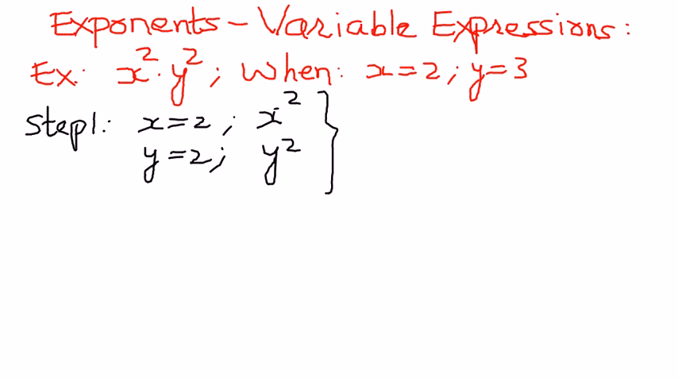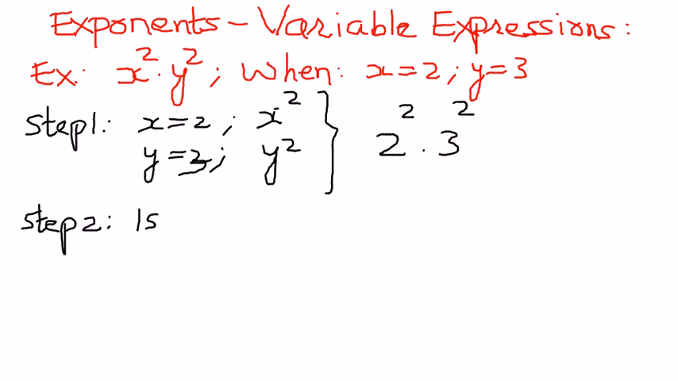If we were to put these things together, the given problem will become 2 to the power of 2, and then the y term is 3, and therefore the second term will be 3 to the power of 2. So that is how we're going to replace the variables by the given numbers in this particular problem. In step number two, we're going to recognize what the base term is and what the exponential term is.